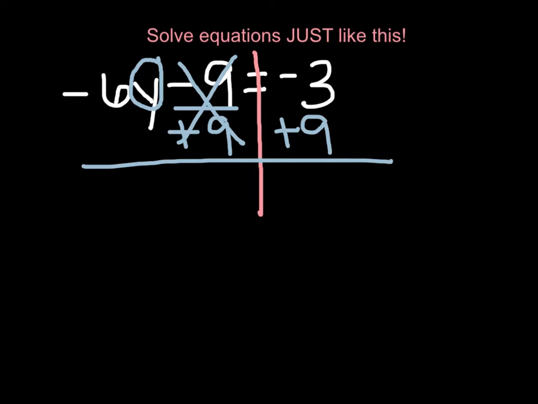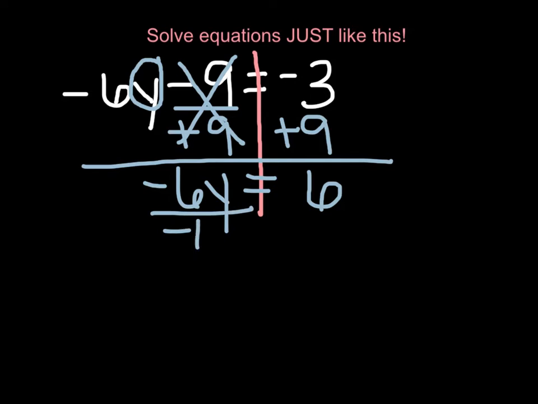Negative 3 plus 9 is positive 6. And over here, you are left with negative 6y. Now you have your variable times negative 6, so you need to undo that. To undo multiplying by negative 6, you would need to divide both sides by negative 6.